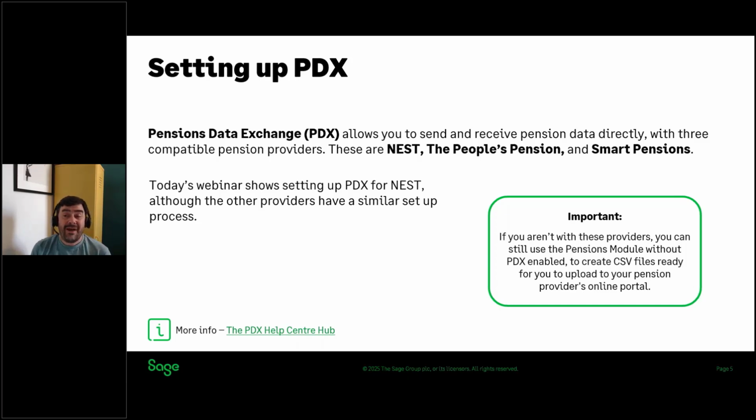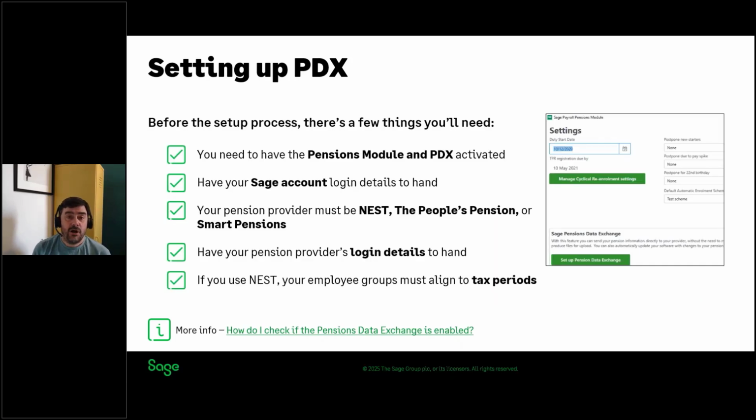Now, before you can go ahead and set up PDX, there are a few things that you will need. So first of all, you will need to have the pensions module with PDX activated. You'll need to be able to log into a Sage account using an email address and password. So if you've never set one up before, you can create one when you're setting up PDX. The provider must be Nest, People's Pension, or Smart Pensions.